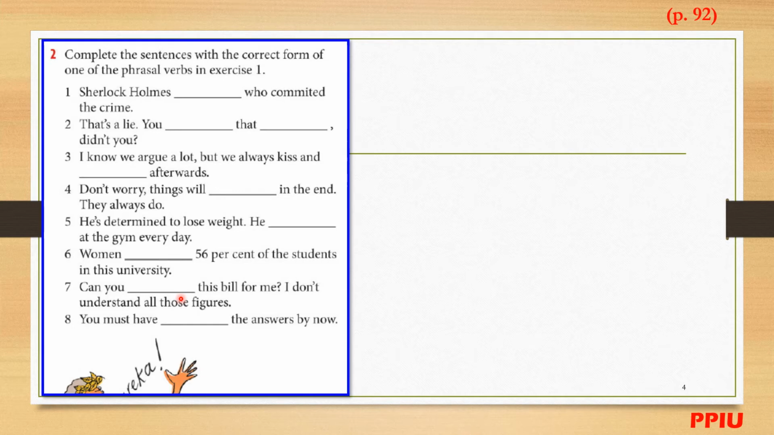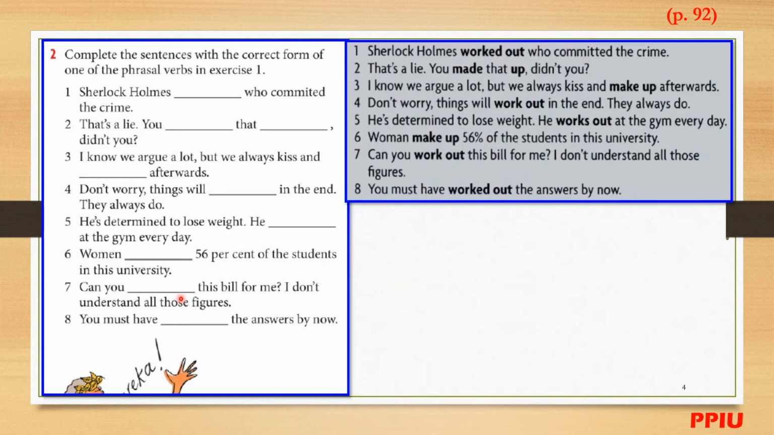Okay, so let's check the answers. Sherlock Holmes worked out who committed the crime. That's a lie. You made that up, didn't you? I know we argue a lot, but he always kisses and makes up after. Okay, make up here means to be friends again as a human, right?